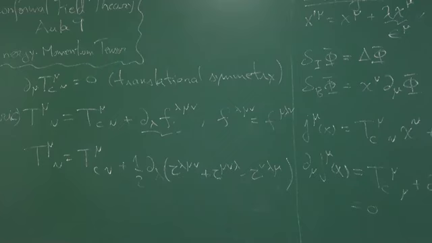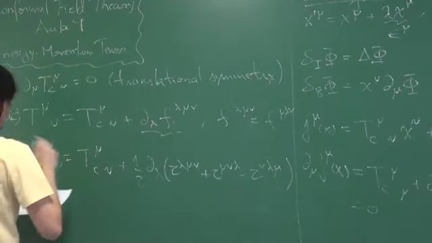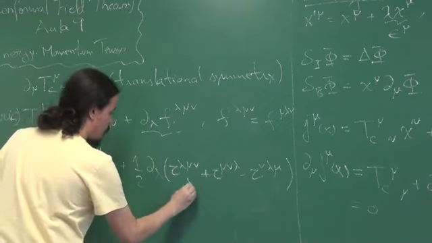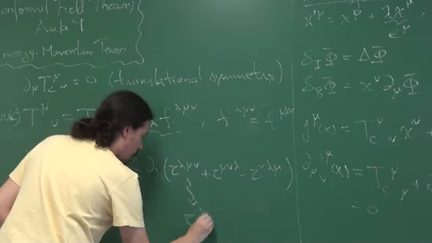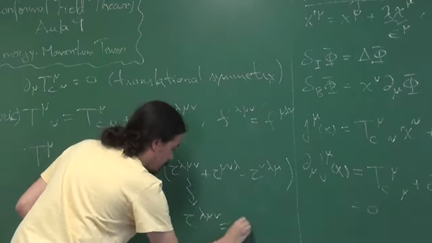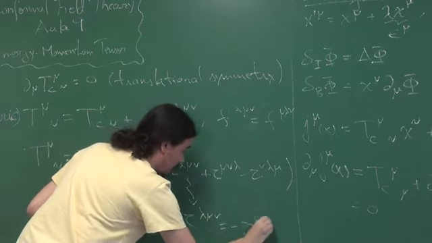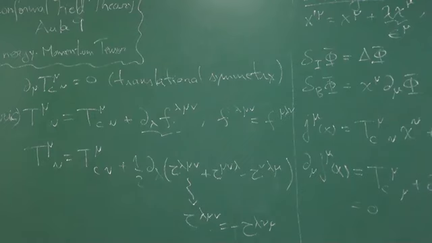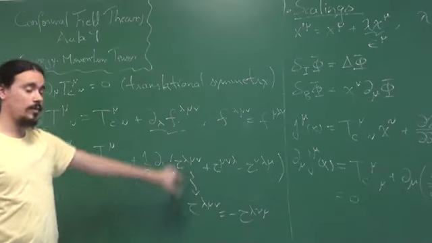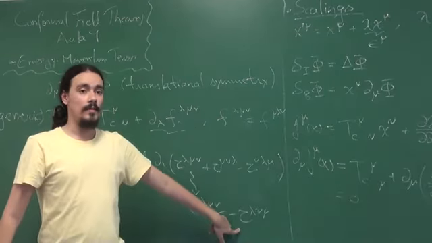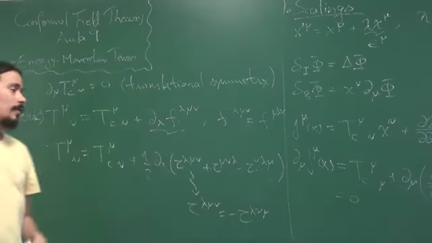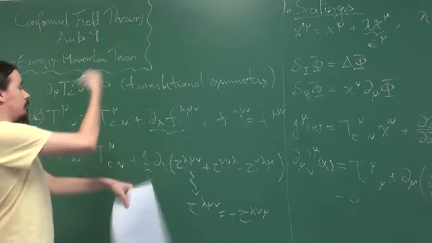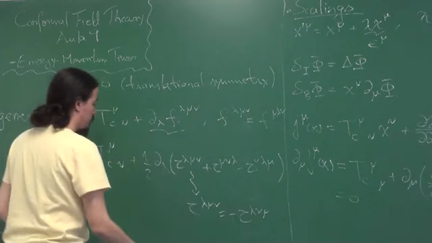Where this guy is anti-symmetric in the last index, the 2 and the 3 index. F was anti-symmetric in the first 2. This tau is anti-symmetric in the last 2. And this linear combination, you can go back and forth between F and tau.